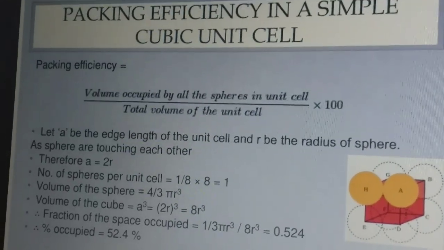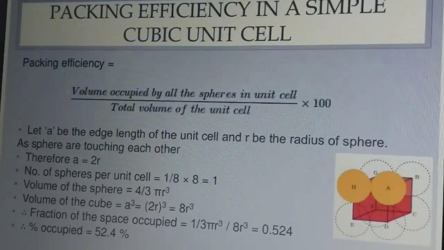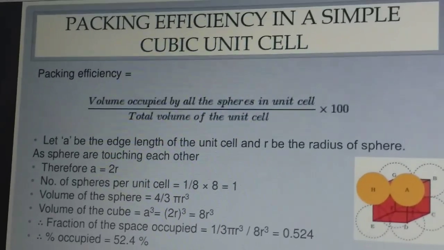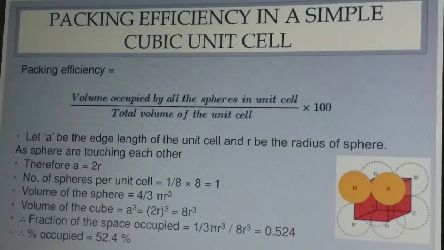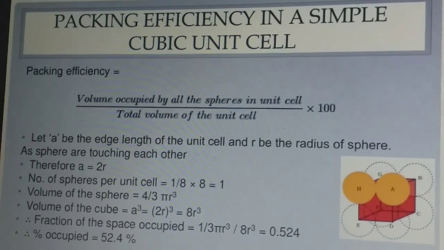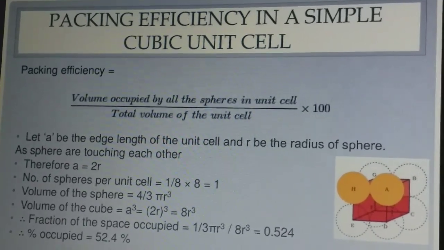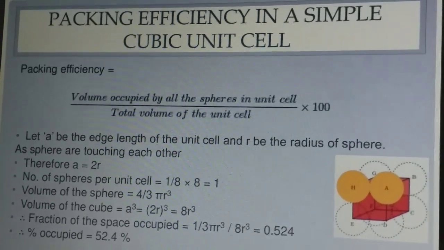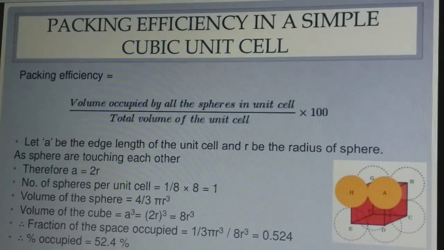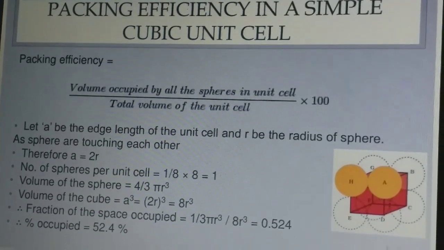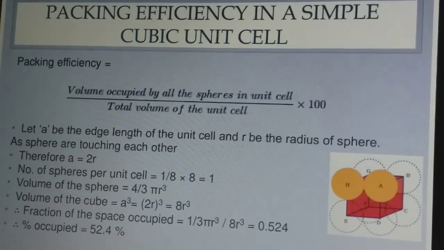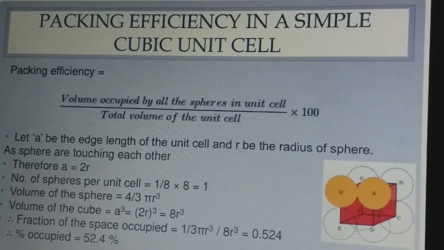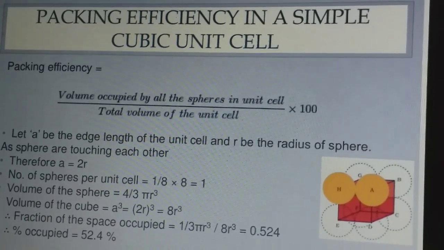Next we discuss packing efficiency in a simple cubic unit cell. What do you mean by packing efficiency? Packing efficiency is nothing but the ratio between volume occupied by all the spheres in the unit cell and the total volume of the unit cell. Percentage means you have to multiply by 100. So volume occupied by all the spheres in the unit cell divided by total volume of the unit cell into 100.